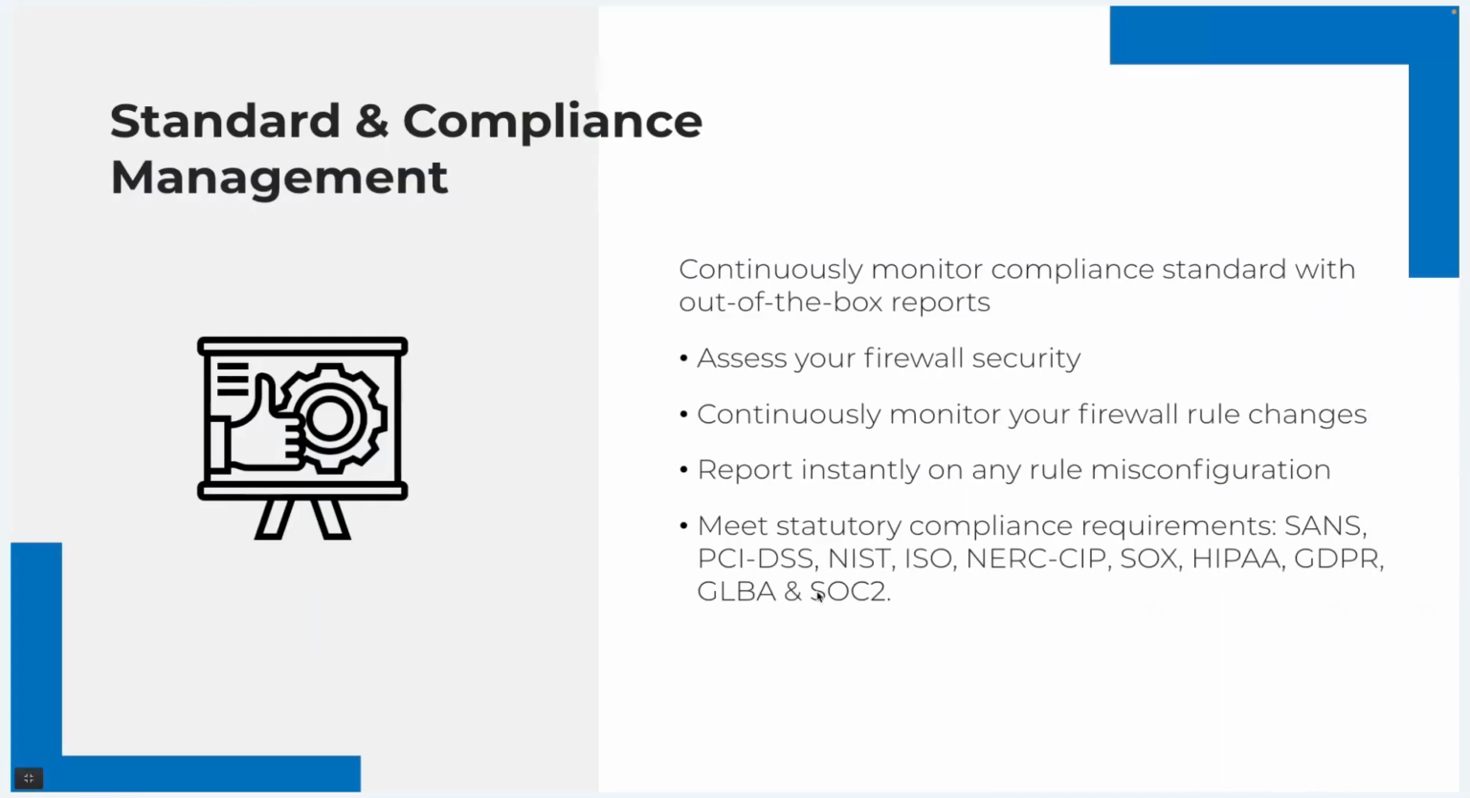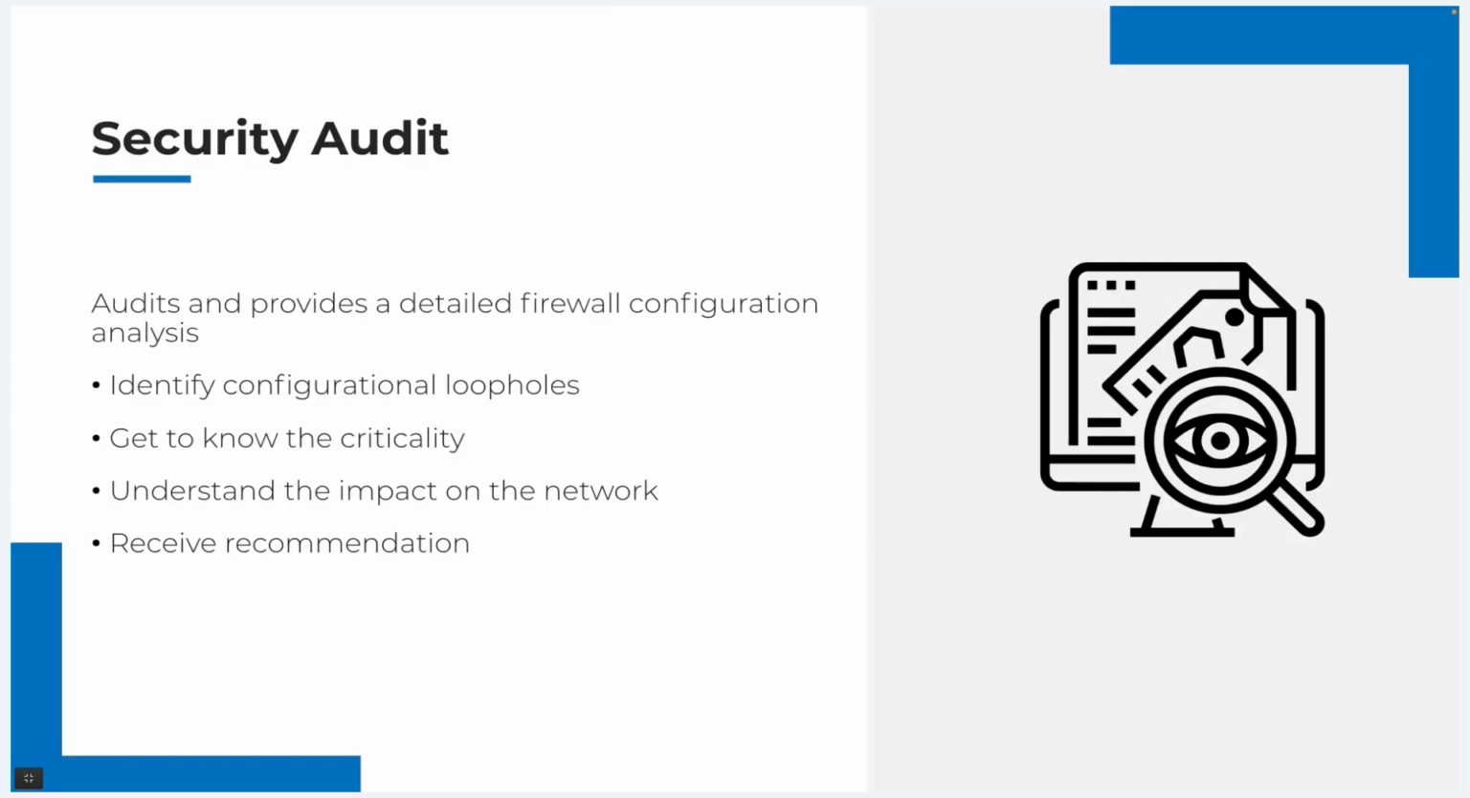Moving back to the presentation, the next feature we are going to look at is the security audit report. Firewall Analyzer's security audit report helps you identify the configuration loopholes in your firewalls. It lists the events based on criticality, such as critical, high, medium, low, and informational. In addition to that, it also provides a detailed finding about what the impact will be on the network, and also suggests solutions that can help prevent security events.